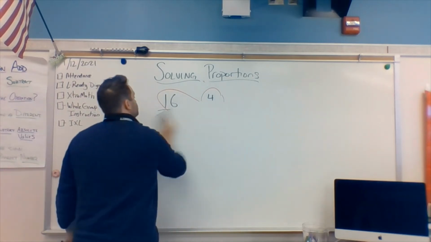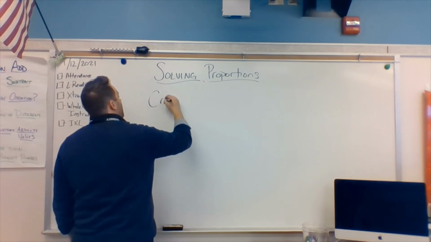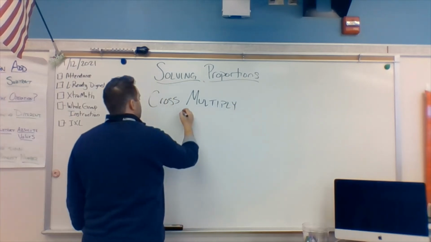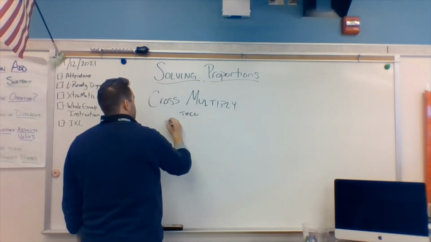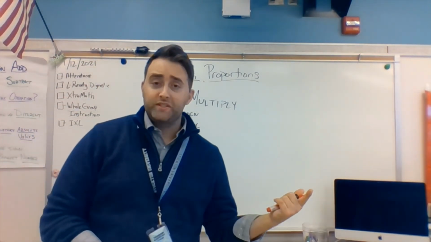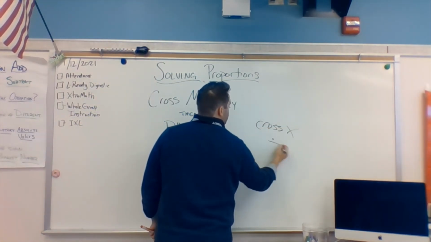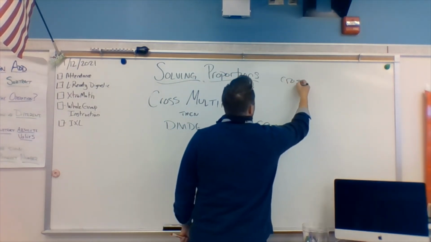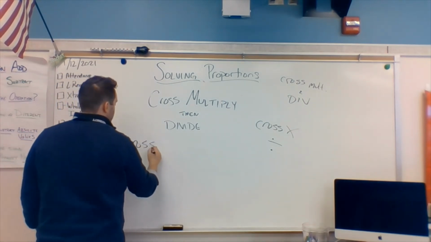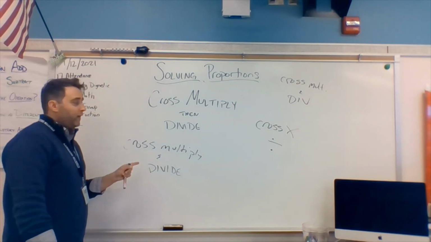To solve proportions, okay? Cross, multiply, then divide. Okay? Cross, multiply, then divide. But what's left? Okay? Stress it again. Cross multiply, then divide. Cross multiply and divide. Cross multiply, divide. One more time.